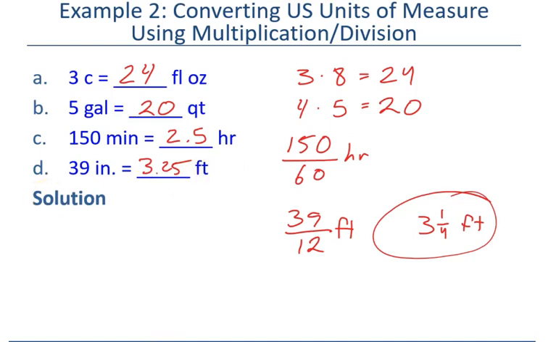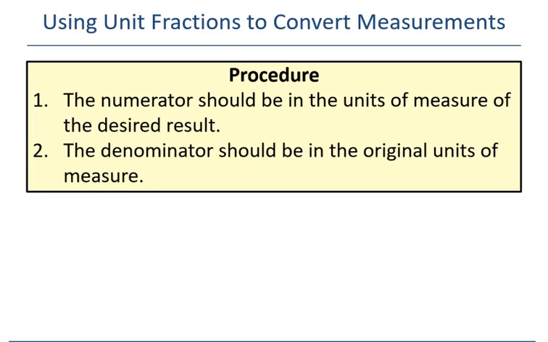Okay, so let's look at some more stuff here. Use unit fractions to convert measurements. On this one right here, we're going to say the numerator of our fraction should be the units of measure of the desired result. The denominator should be the original units of measure. What we're doing is we're going to be converting between units. So let's take a look at some of these and see what they look like.